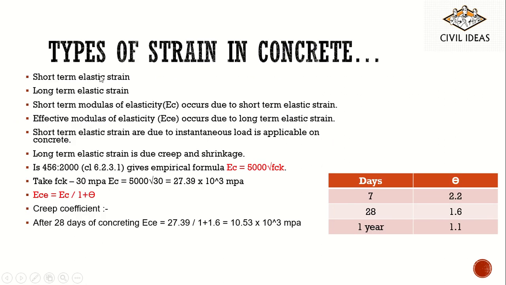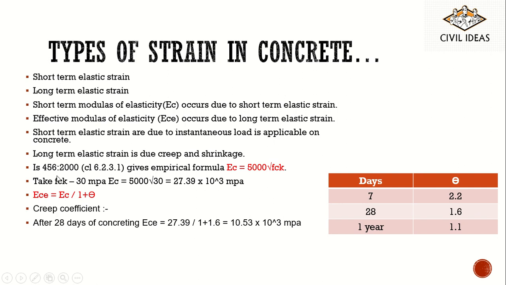Now, what are the types of strain in concrete? There are two types of strain, short-term elastic strain and long-term elastic strain. The short-term modulus of elasticity occurs due to short-term elastic strain, and the effective modulus of elasticity ECE occurs due to long-term elastic strain. Short-term elastic strain is due to instantaneous load applied on the concrete. That means when there is a sudden load applied on the concrete structure, short-term elastic strain occurs. Long-term elastic strain is due to creep and shrinkage.